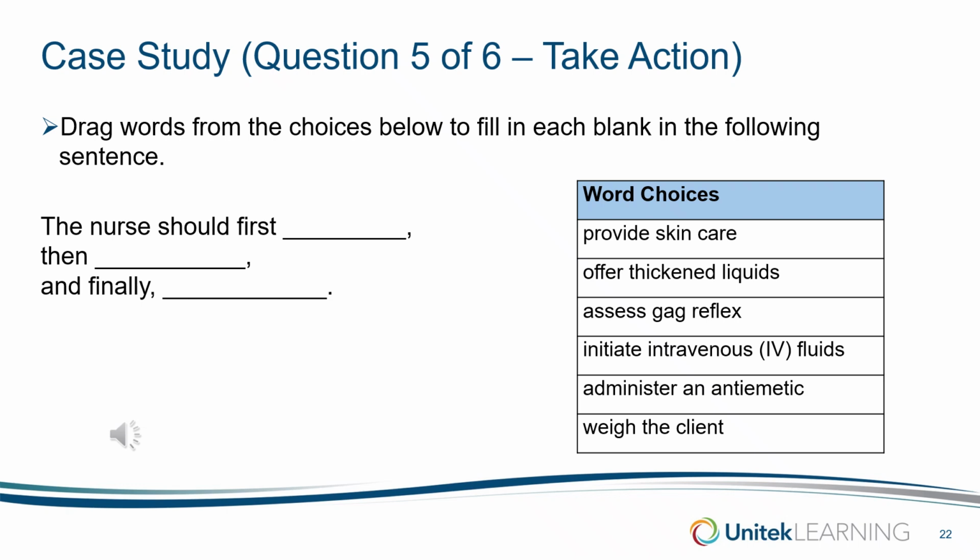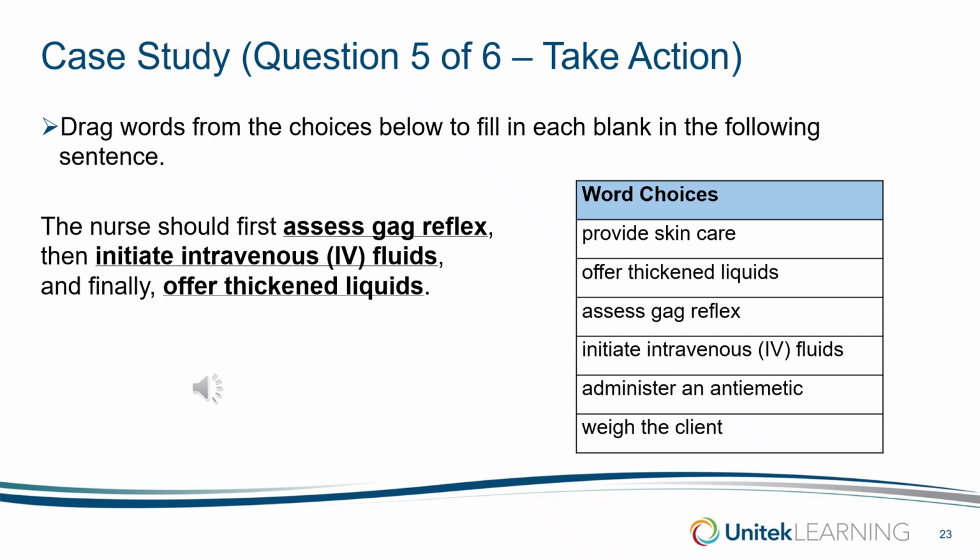Our next step in the clinical judgment measurement model is to take action. Here we have a drag and drop item. We must drag words from the choices in the box to fill in each blank in the following sentence. It is important in this item that we prioritize the actions. Here we see that the nurse should first assess gag reflex. This ensures safe swallowing and prevention of aspiration.